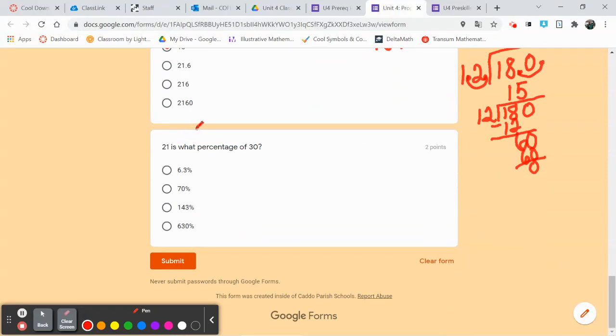21 is what percentage of 30? So in this question, they are looking for the percent. We don't have one. And on these, that means we need to make a fraction, turn it into a decimal, and make it a percent. So it's always the first number over the second number. So I set up my fraction first, 21 over 30. That means 21 divided by 30.